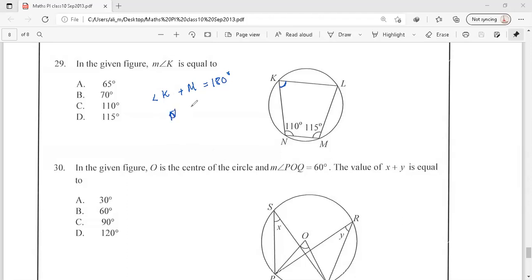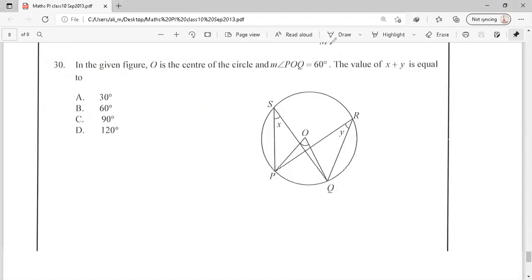So the value of angle K will be equal to 180 degrees minus 115. If we subtract 115 from 180, we get 65 degrees. So angle K is equal to 65 degrees. So option A is the right answer.